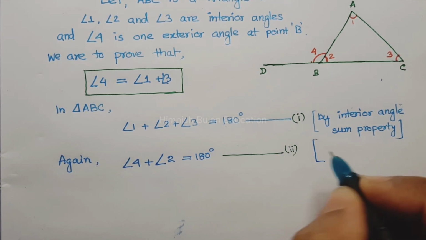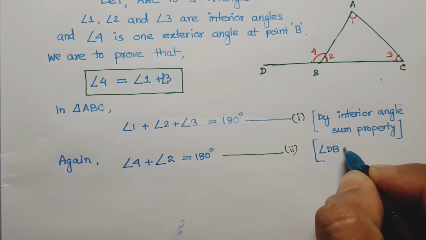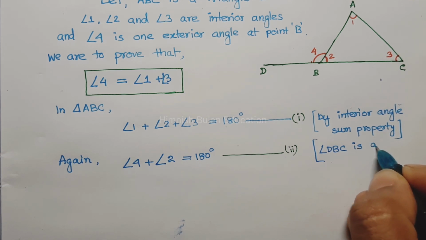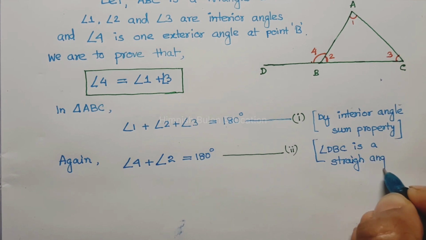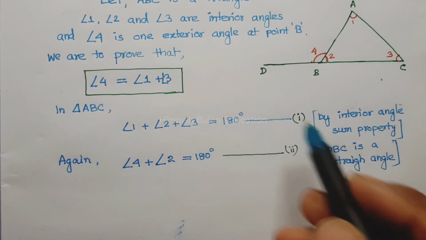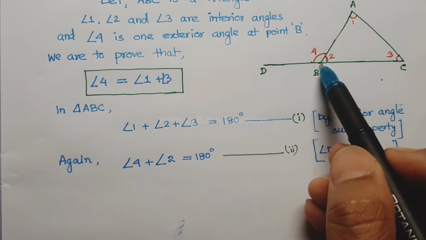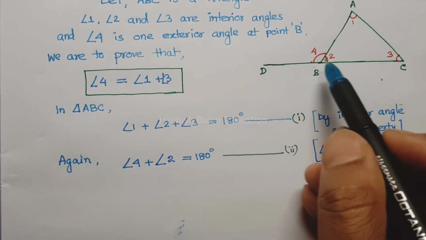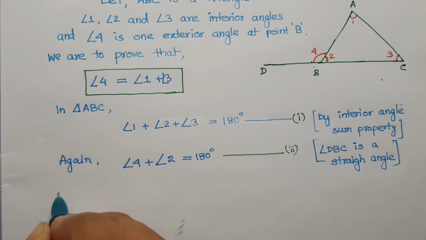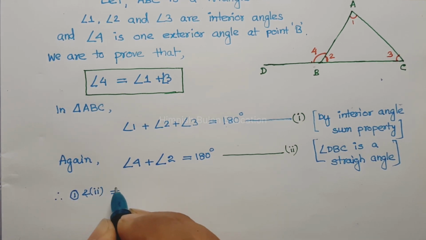Because angle DBC is a straight angle. This means DBC is a straight angle, so the sum of the two angles will be equal to 180 degrees. So angle 2 plus angle 4 is 180 degrees. Therefore, equation 1 and equation 2 imply the following.